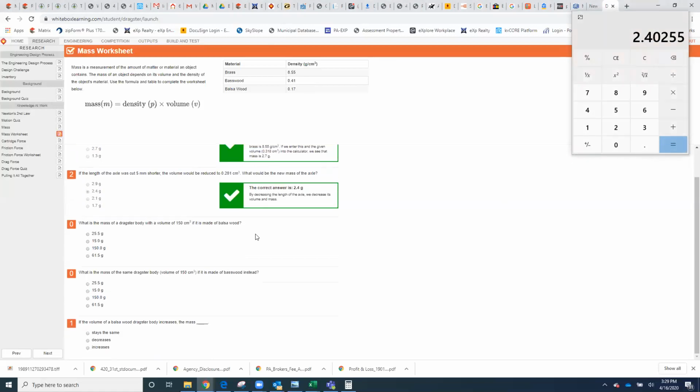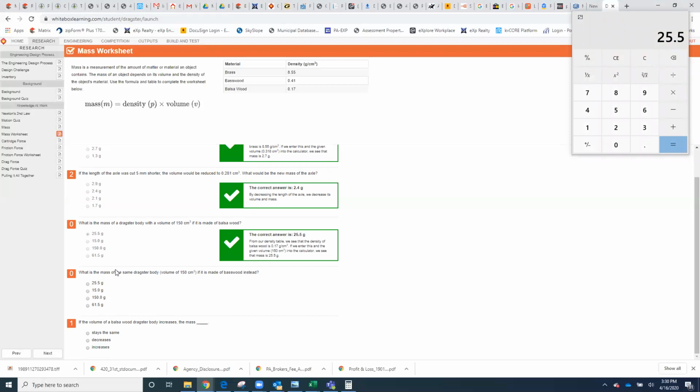Now, from down here, we're going to go to number 3. It says, what is the mass of a dragster body with a volume of 150 centimeters cubed and made of balsa wood? Same thing. I'm just going to punch these numbers in. 150 times 0.17 equals 25.5. We got something similar to that in there? Yes, we do. Correct answer.